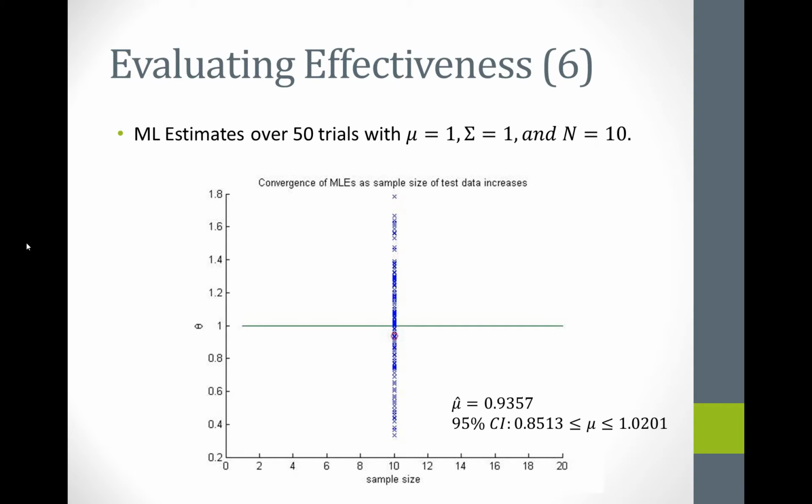If we examine the confidence interval, we can see that it encompasses our true value. That's exactly what we want to see. For 10 data points, taking the average of 50 trials is looking pretty good.